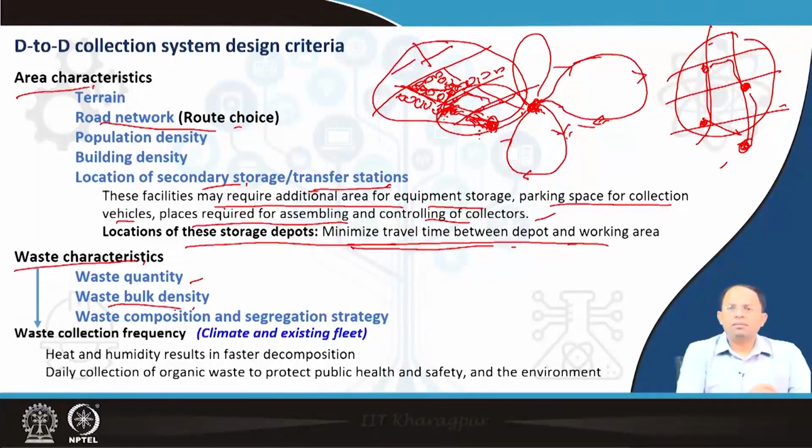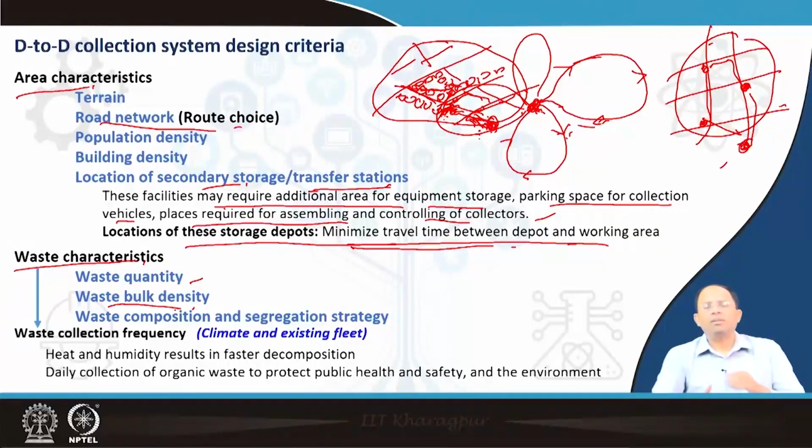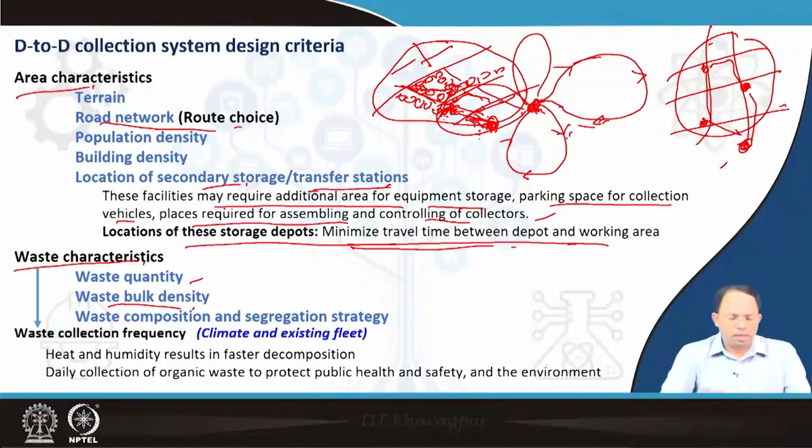Waste bulk density, same thing. That means if the bulk density of this area is very low, in that case the vehicle will again get filled, or I have to choose a vehicle where some amount of compaction is possible.